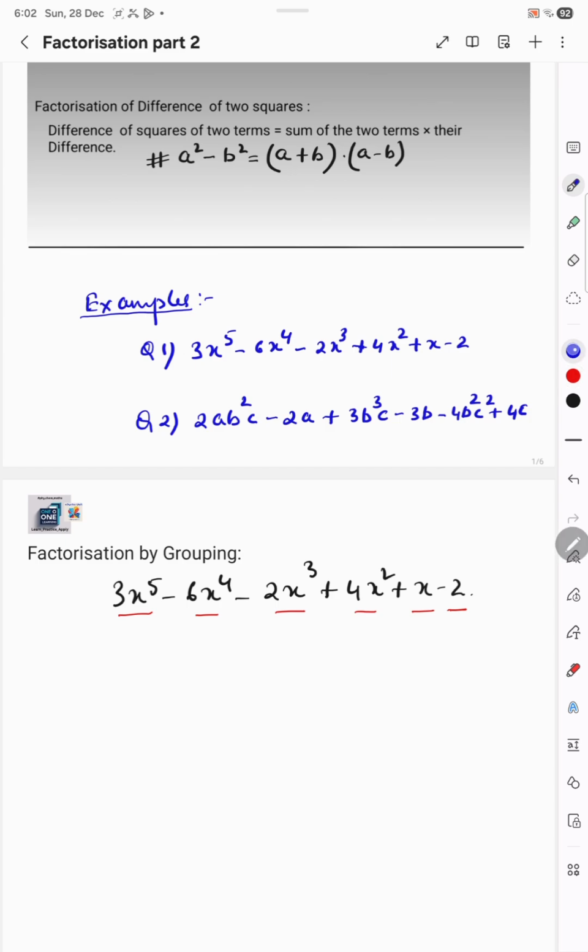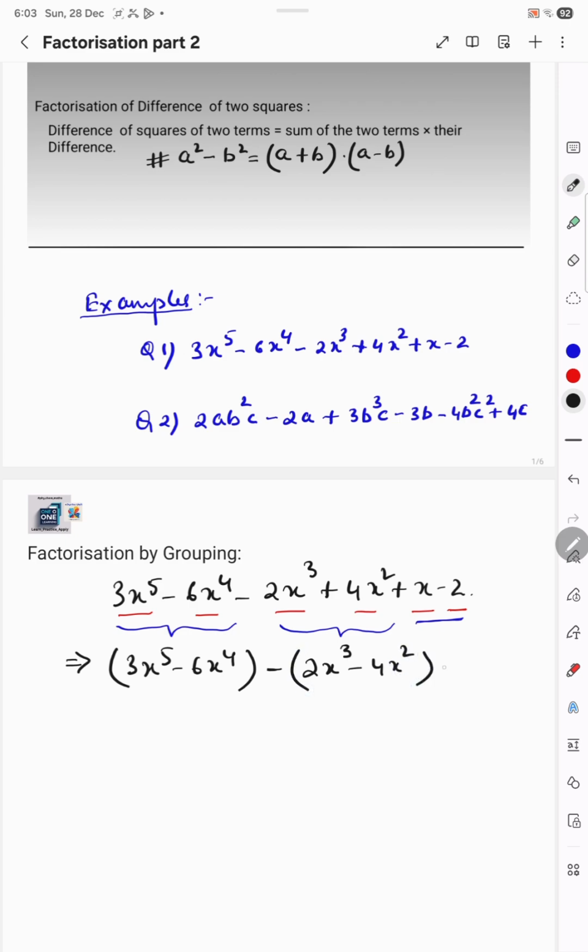So what we can do here is we can make one group of terms with higher power and we can make another group of terms with lower power, and we can keep this term separate for the time being. Okay, so now let's start and see what we can do. So we'll take 3x to the power 5 minus 6x to the power 4 as one group. Now we'll take minus, so this becomes 2x cube minus 4x square. This is our second term, and we'll keep this as the third term.